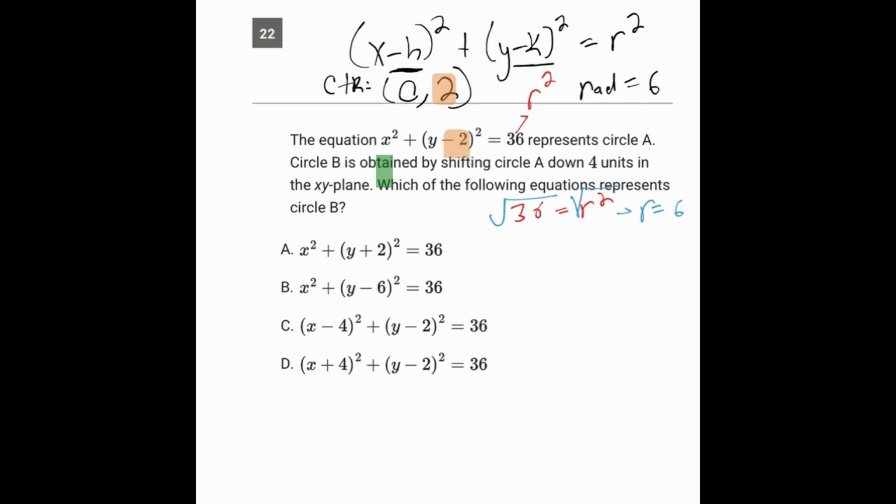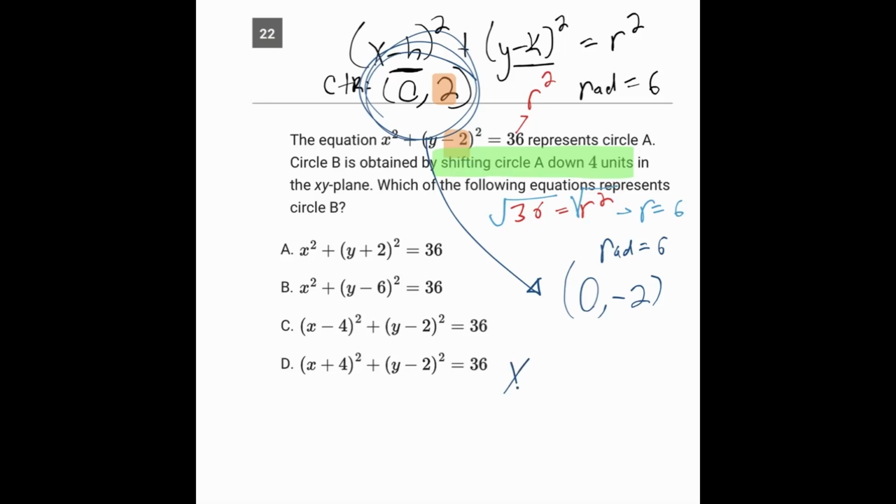Now, the question is asking us to go ahead and shift this circle down 4 units and basically do nothing else. So we can take our point of 0, 2. If you move that down 2 on the xy plane, that's going to now be at 0, negative 2. But the radius is still 6. So we'll have x minus 0 squared plus y minus negative 2, which is y plus 2, squared equals 6 squared, 36. So x squared plus y plus 2 squared is 36, and that's answer choice A for number 22.